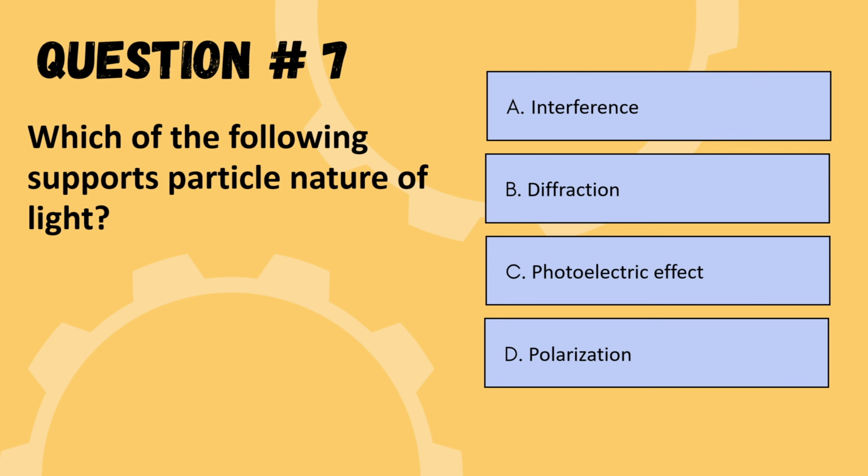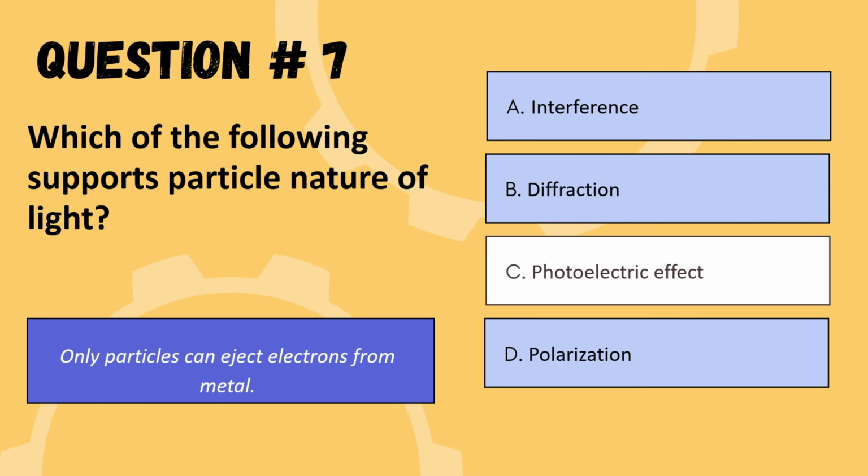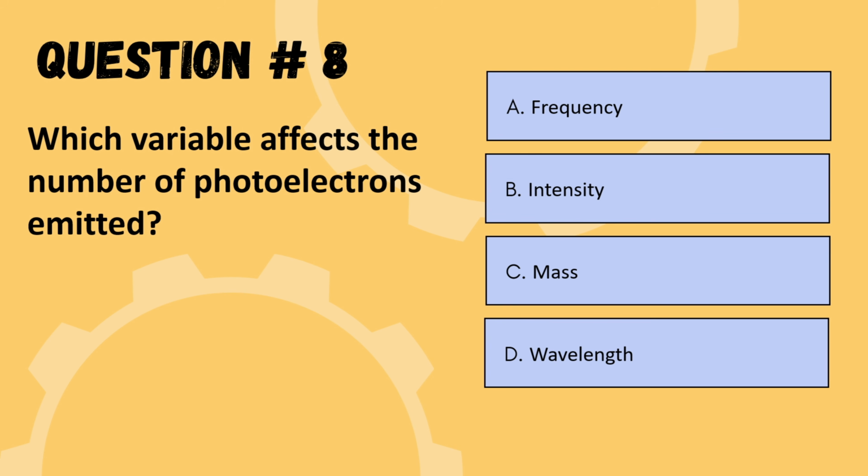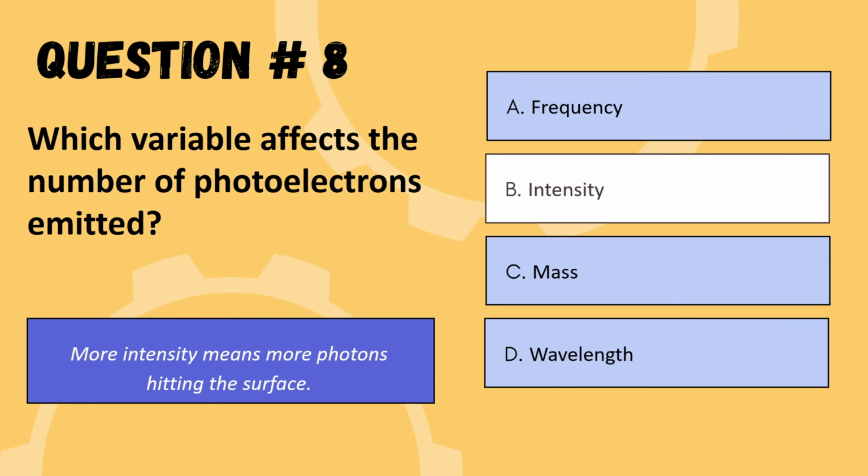Next question is, which of the following support particle nature of light? Options are interference, diffraction, photoelectric effect, polarization. So the correct option is option C, photoelectric effect. So we are moving to the next question. Next question is, which variable affects the number of photoelectrons emitted? Options are frequency, intensity, mass or wavelength. So the correct option is option B, intensity. So we are moving to the next question.